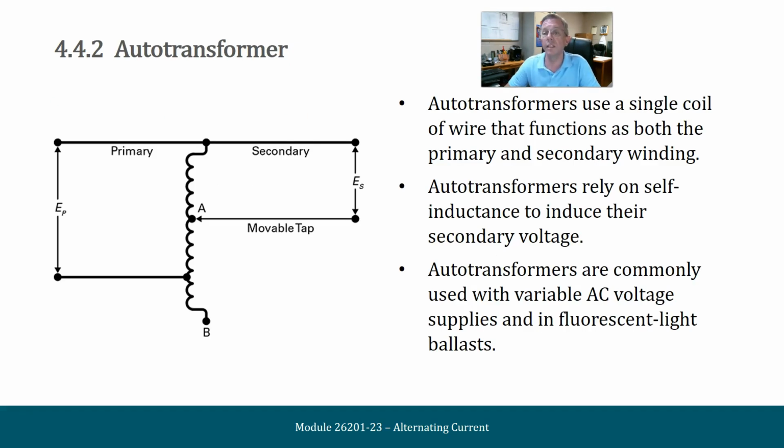Auto transformers use a single coil of wire that functions as both the primary and secondary winding. Auto transformers rely on self-inductance to induce their secondary voltage, and auto transformers are commonly used with variable AC voltage supplies and in fluorescent light ballasts.